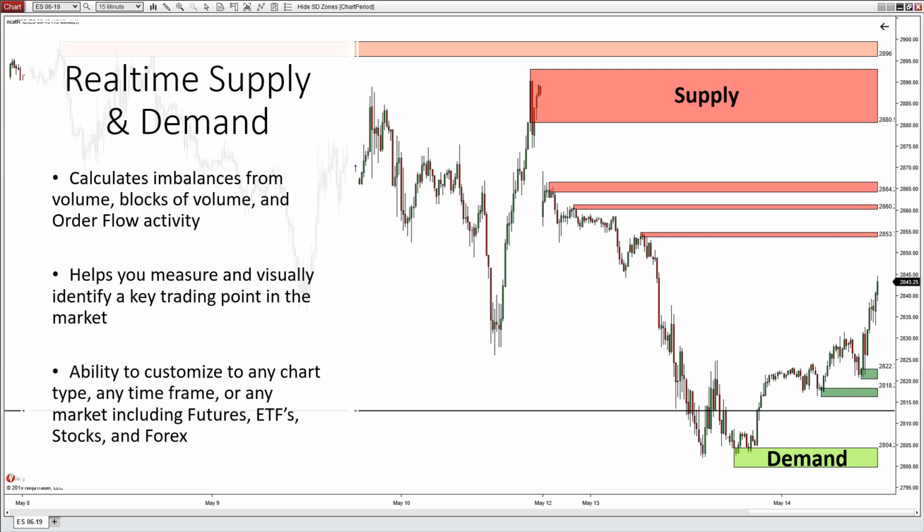You can trade this on the euro dollar. You can look at an Apple stock. It is going to go ahead and highlight those imbalances, blocks of volumes coming into the market. So it's kind of having order flow activity right there on your chart.